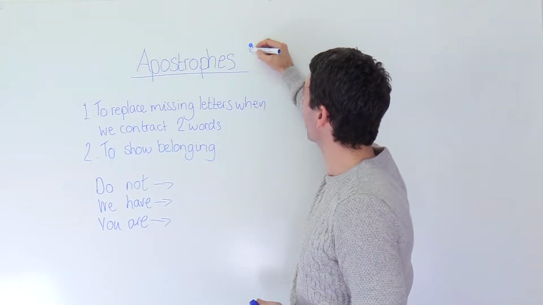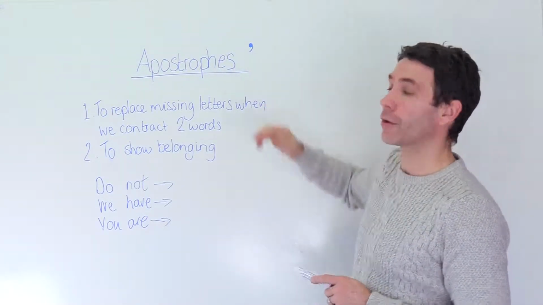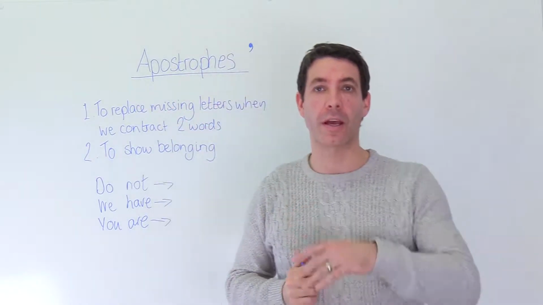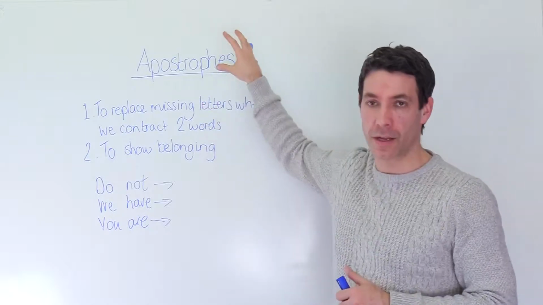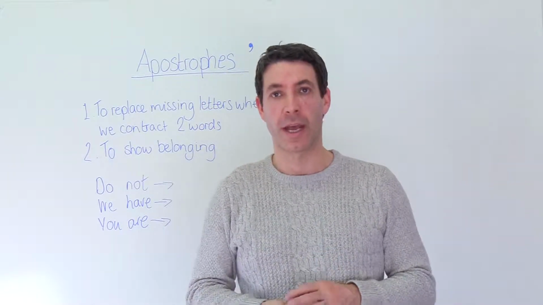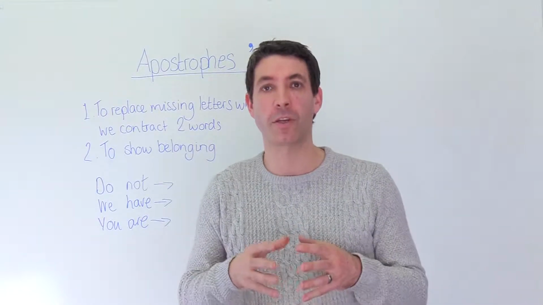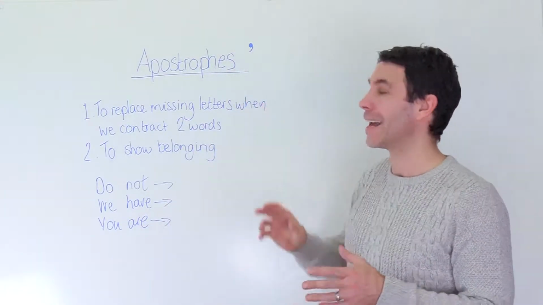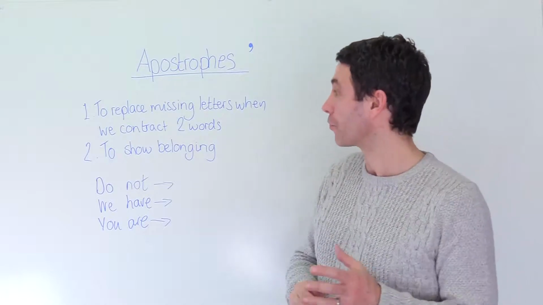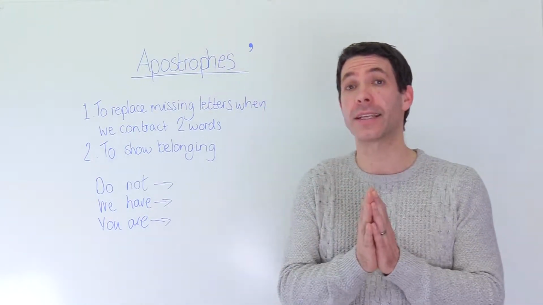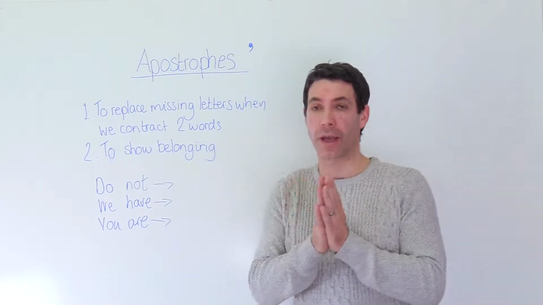An apostrophe is a little squiggle that goes mostly towards the end of the word and at the top of the word. So unlike a comma which rests on the line, an apostrophe is up towards the top of the word. And there are normally two situations in which we would use apostrophes. The first is to replace missing letters when we contract two words. The second situation is to show belonging.